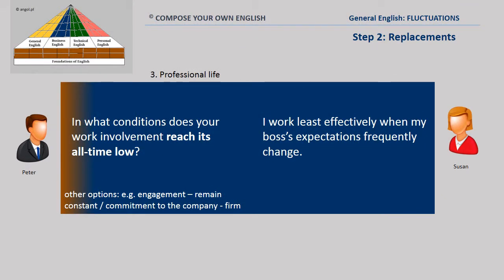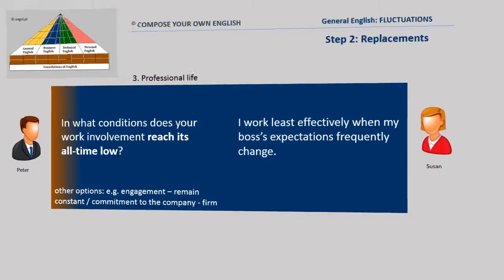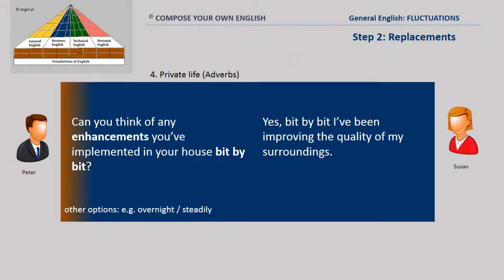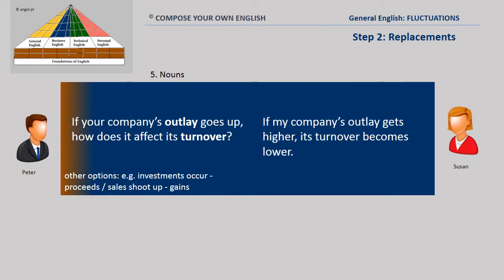In what conditions does your work involvement reach its all-time low? I work least effectively when my boss's expectations frequently change. Can you think of any enhancements you've implemented in your house bit by bit? Yes, bit by bit, I've been improving the quality of my surroundings. If your company's outlay goes up, how does it affect its turnover? If my company's outlay gets higher, its turnover becomes lower.